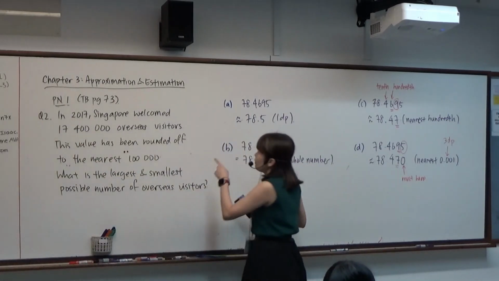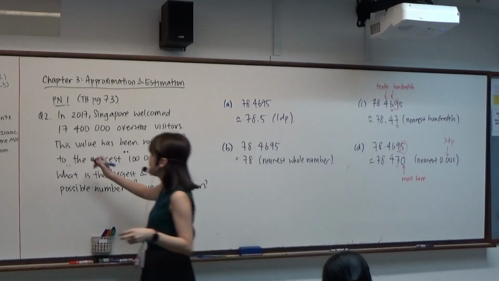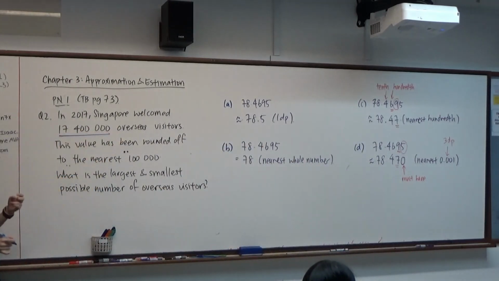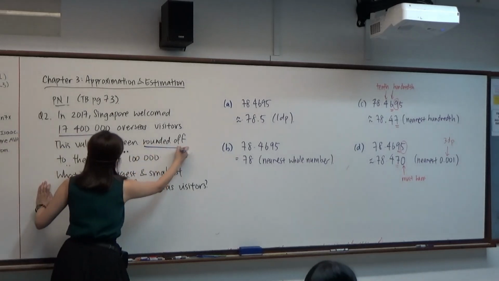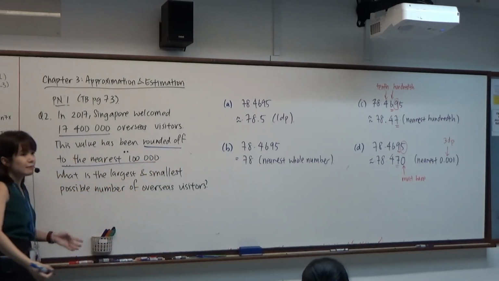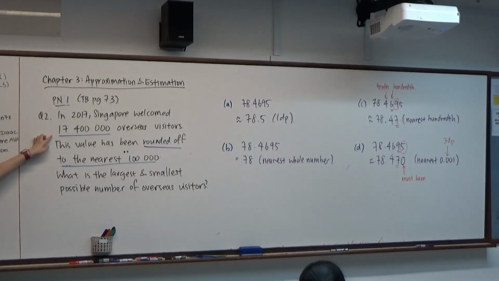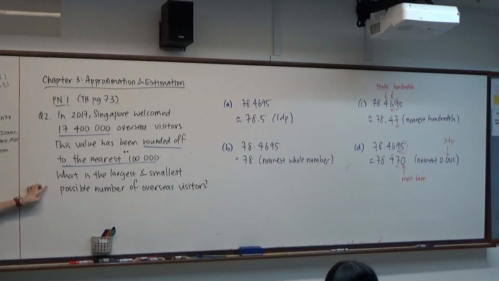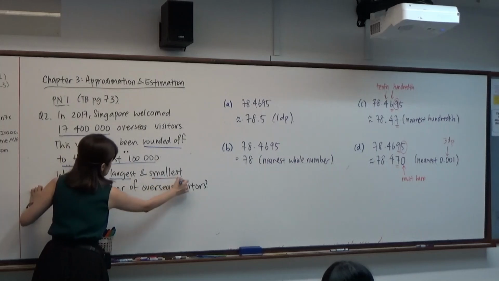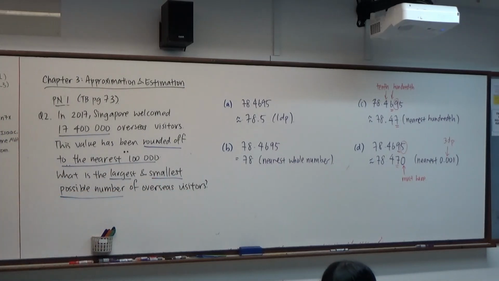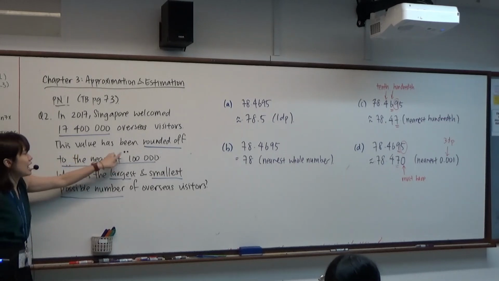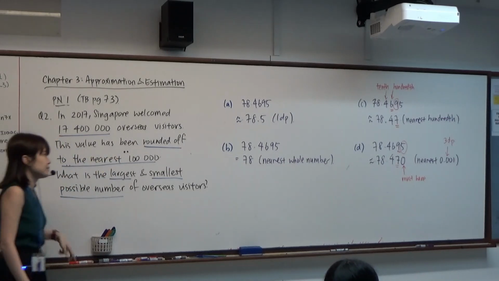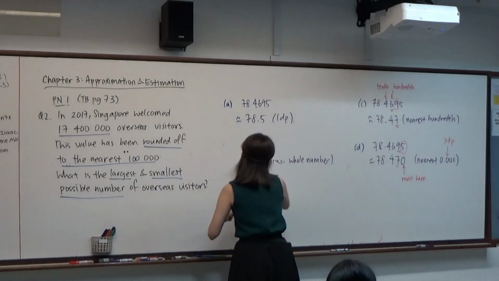Now, this question, we are told that we have this number 17,400,000 and this number was rounded off to the nearest 100,000. That means this is after rounding. After rounding, this is the number that we're getting. We want to know before rounding, what is the largest and smallest possible number? So we are trying to make a guess. After rounding off, we must be able to get this. So we need to think backwards.